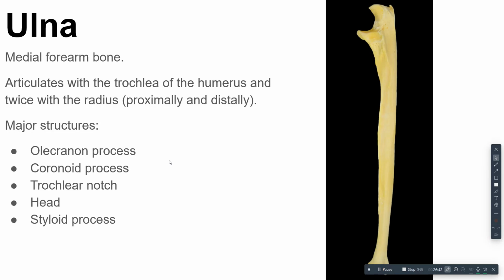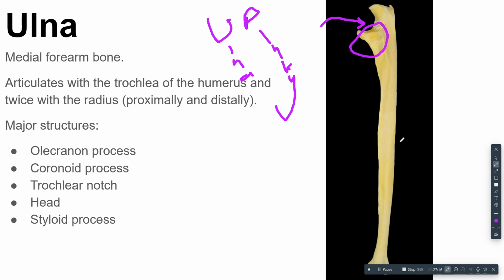The ulna is our medial forearm bone. I used to always think about the word up: up, ulna, and pinky. So the pinky side bone is the ulna. It's going to articulate with the humerus. The humerus is going to come in right here and articulate. The ulna fits on the trochlea, the pulley of the humerus. And then the ulna also articulates with the radius up top and down below as well.